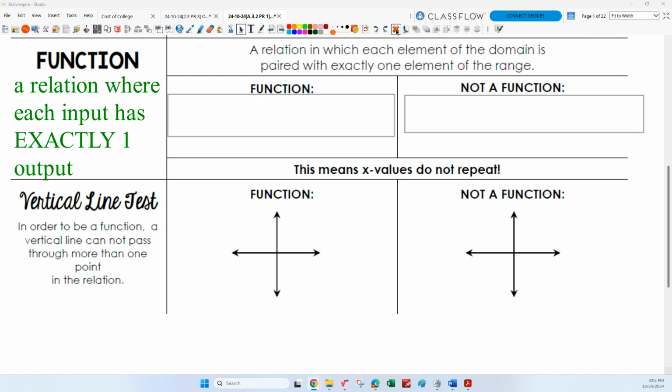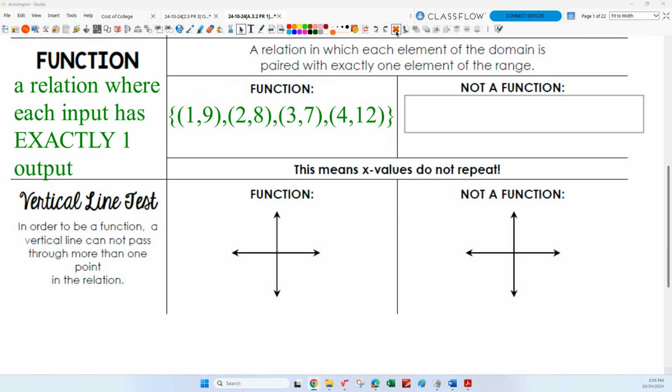Let's look at two examples of relations, one of which is a function and one of which is not, and see if we can figure out what's going on here. So how would we describe that relation there? What do those squiggly brackets mean? Set. So it's a set of some things. Show me with your fingers, how many things are in that set? Yep, 4 things. 1, 2, 3, 4. What are each of those things that are in the set?